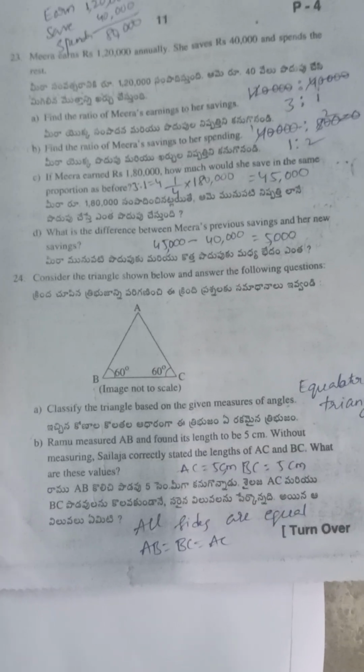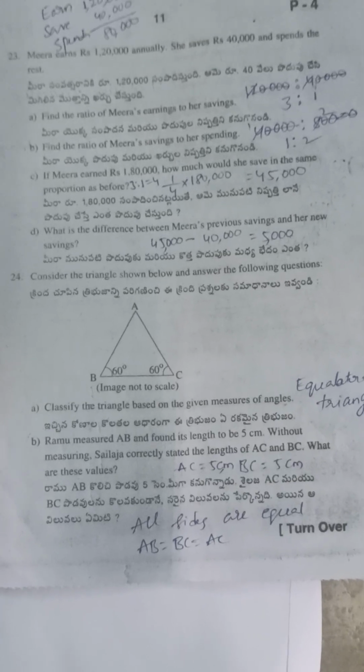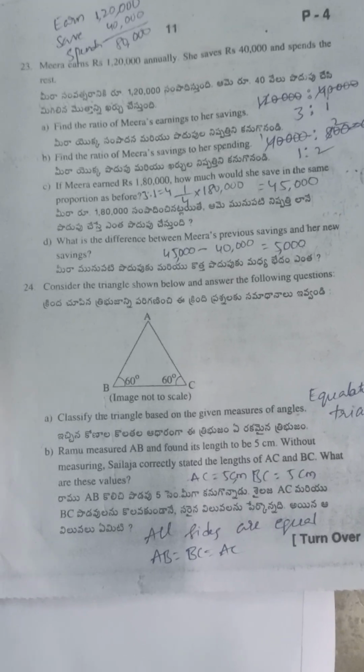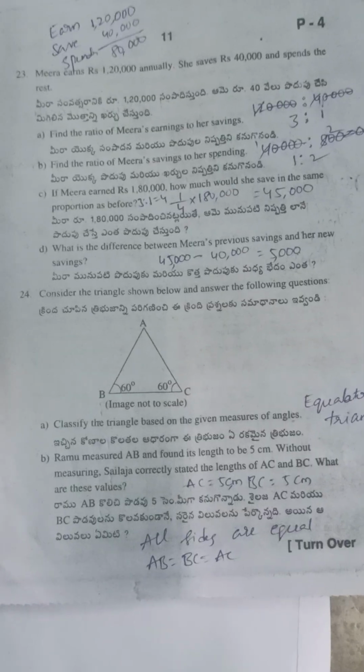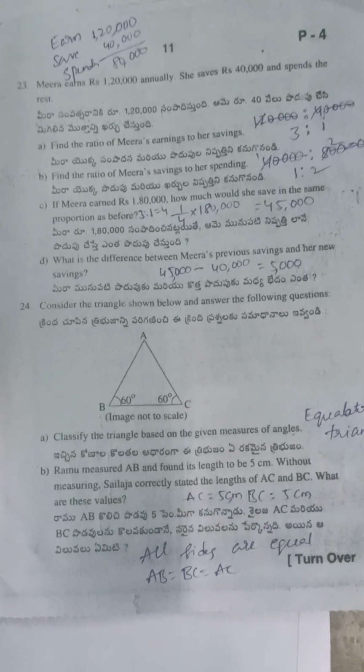Next, Ramu measured AB and found it to be length 5 cm. Without measuring, Shailaja correctly stated that the length of AC and BC. So what are these values? AC is equal to 5, BC is equal to 5. So all sides are equal.